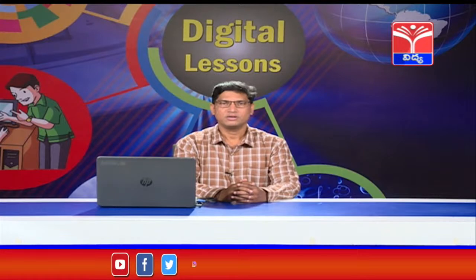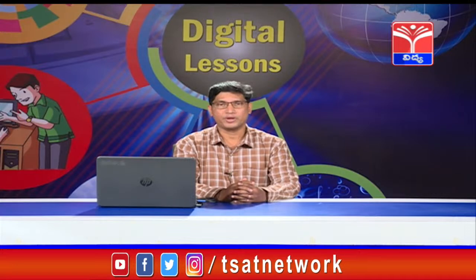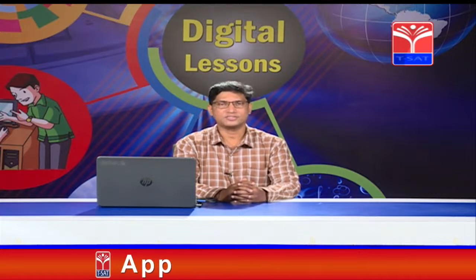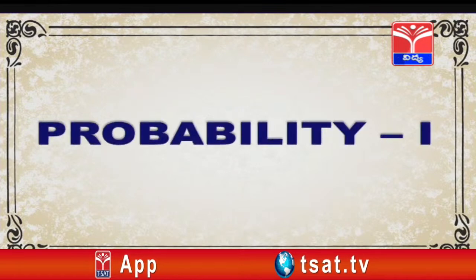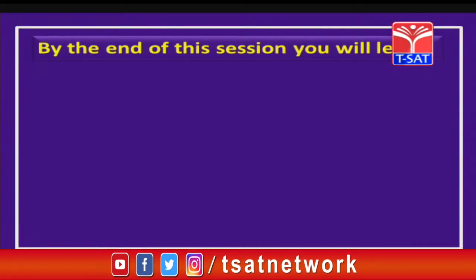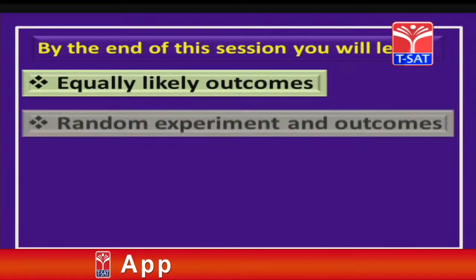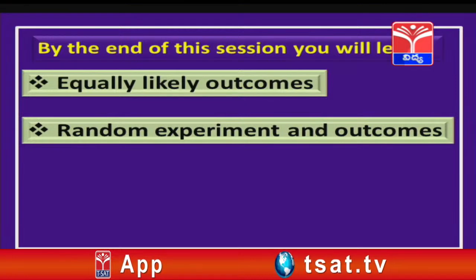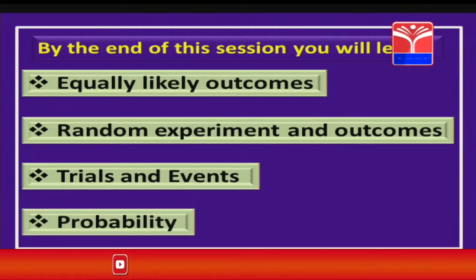So children, in our class today we are going to talk about a new topic that has been introduced in this class itself. That is, we are going to learn probability part 1. This is a new topic, children, which is introduced in your class 9. By the end of this session you will learn equally likely outcomes, random experiment and outcomes, trials and events, and also you will be defining what a probability is.